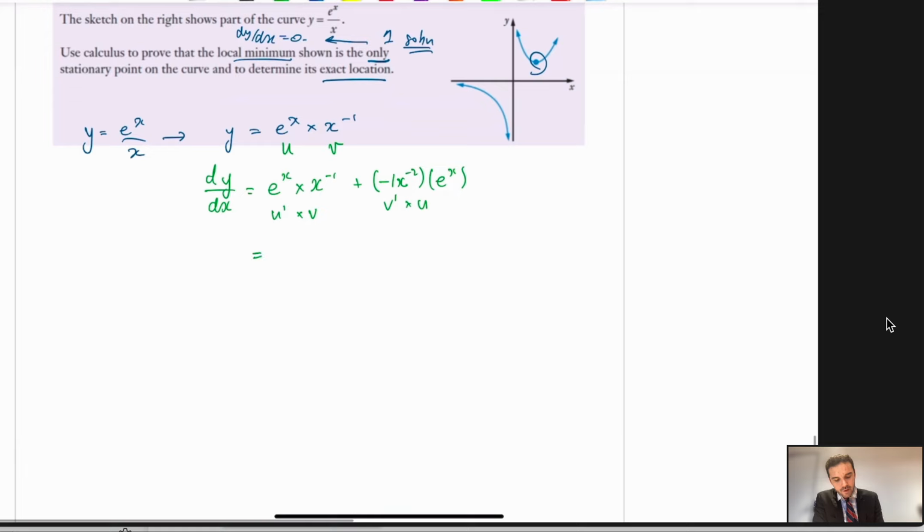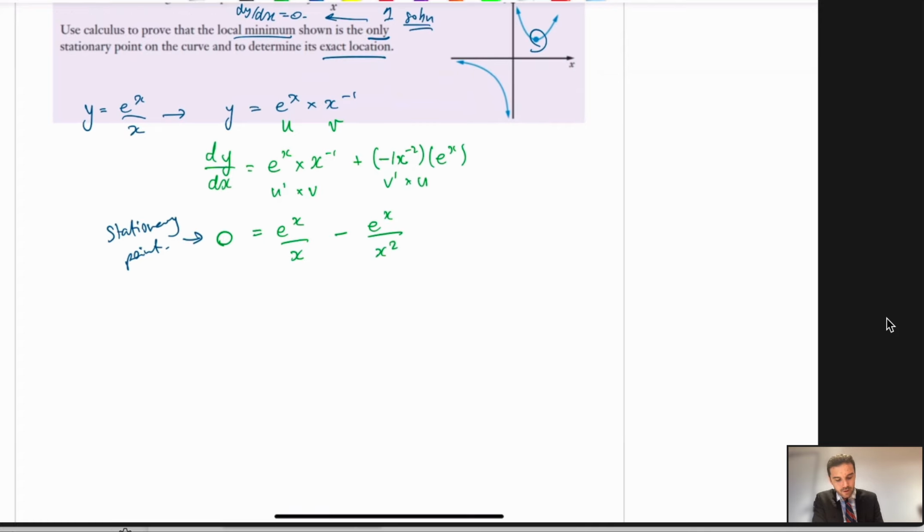Next line, let's see if we can clean this up. And then we've got take on x squared. And then we want to find a stationary point. So I'm going to make that equal 0. Now remember our little trick for solving these. If I times by x squared, I can get rid of my x squared in the denominator. What does this now become? I've got 0 is equal to x e to the x take e to the x. Okay, so we can see how we've used that little trick to get rid of those pesky denominators.